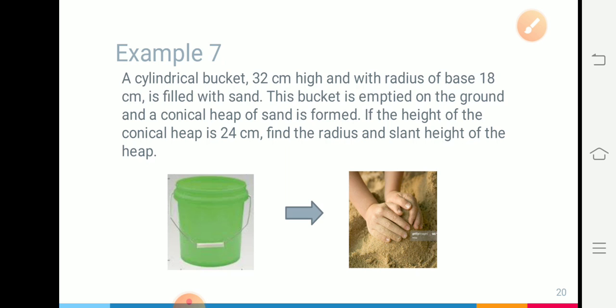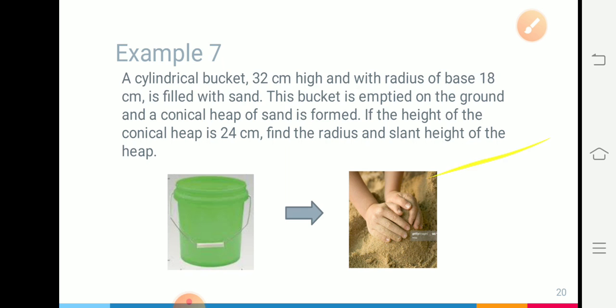Now you know the volume of the sand in the bucket because 32 is the height and the radius is 18, which is given. Since both the measurements are given, you can take out the volume of the sand. Once you know that volume of the sand, now you are making a cone which has a height 24 centimeter. So 24 centimeter is the height is also given. Now you need to use the formula of volume of the cone to take out the radius.